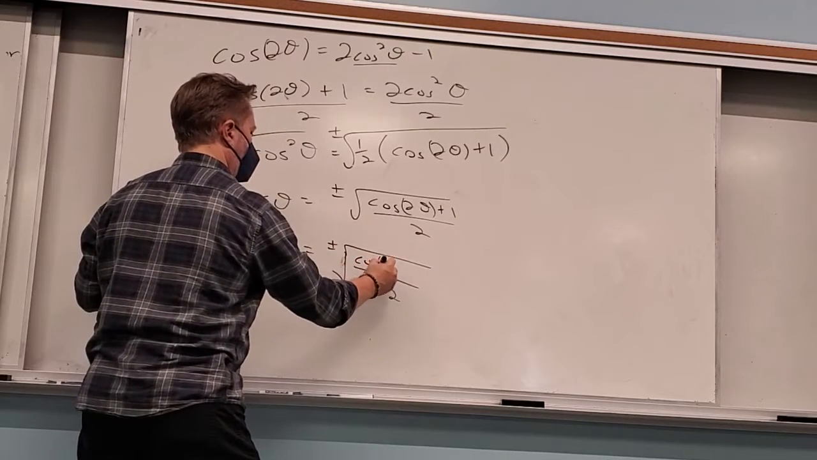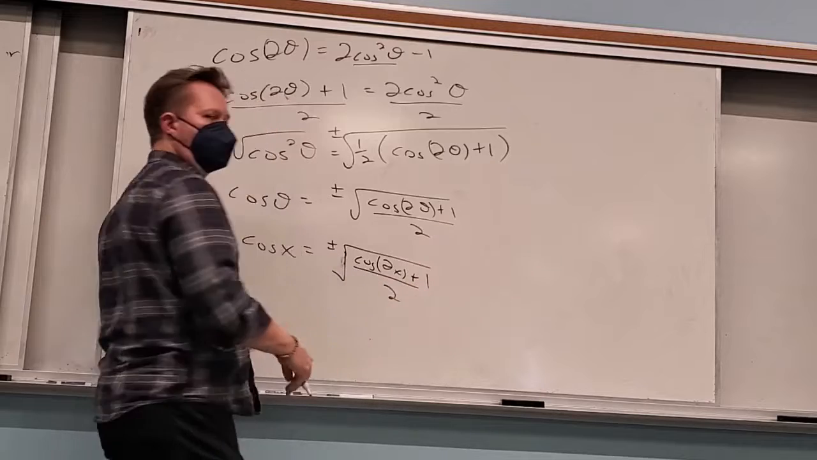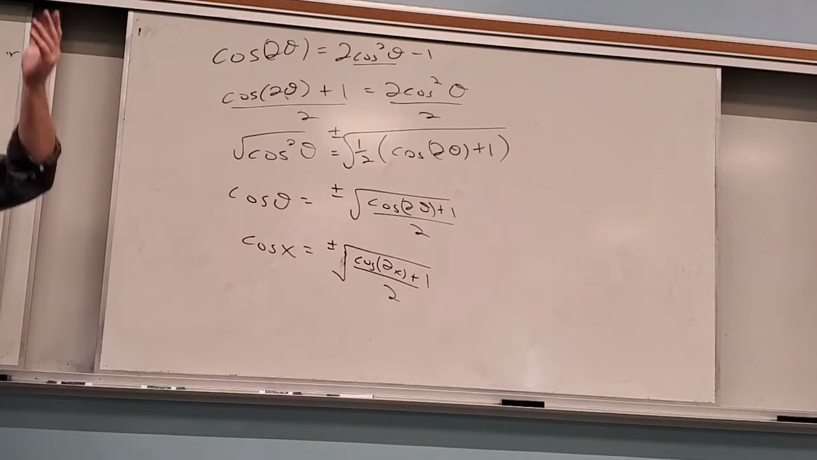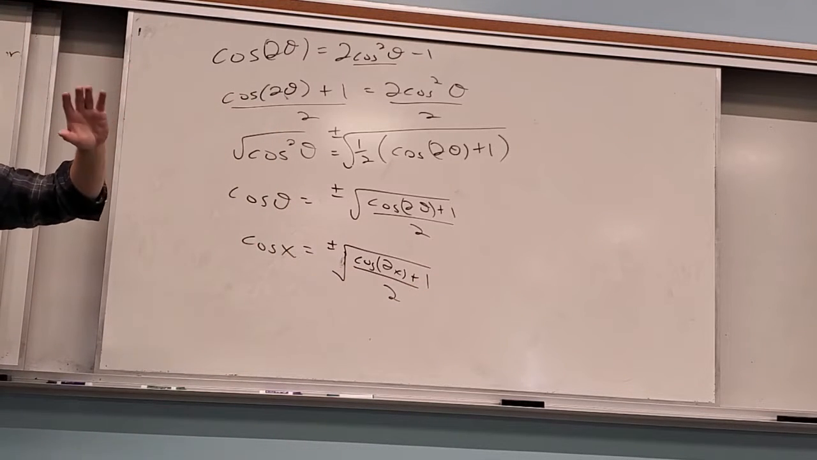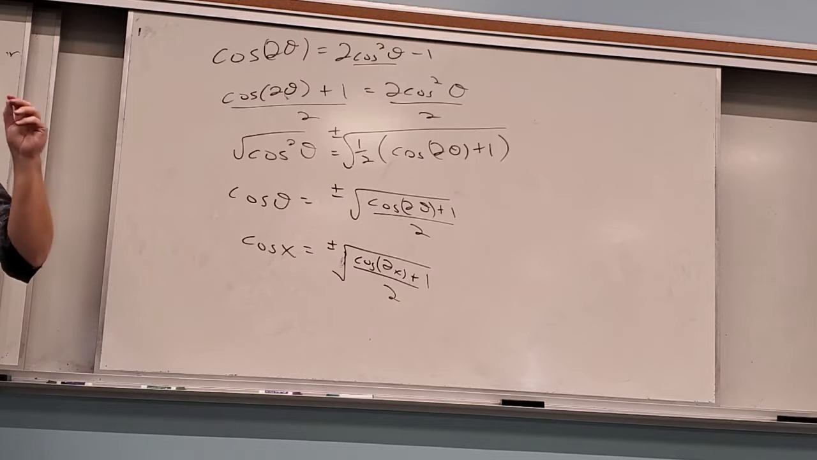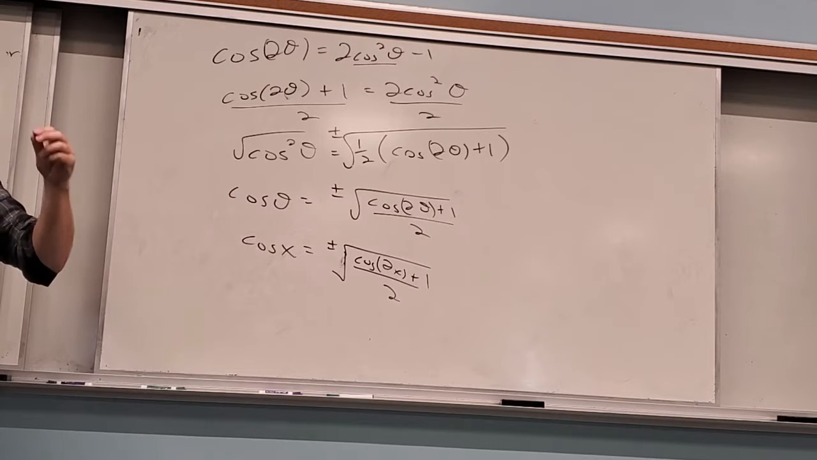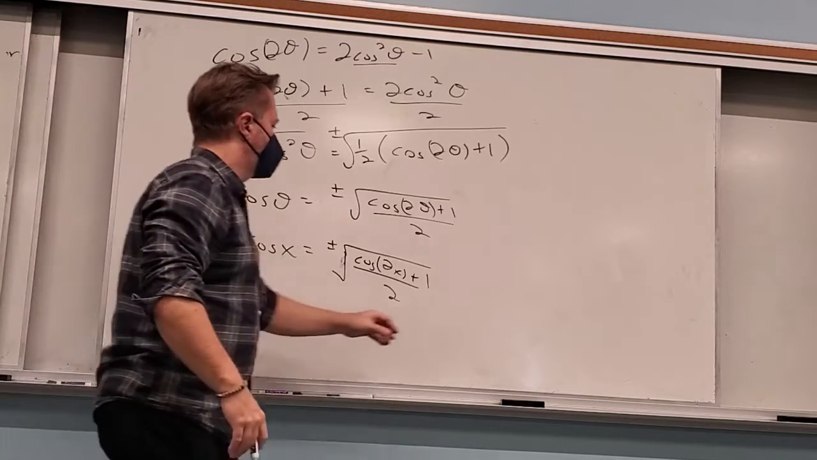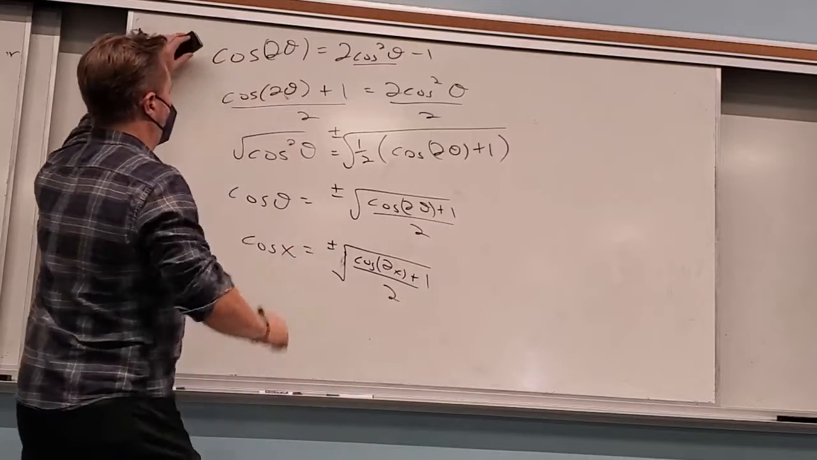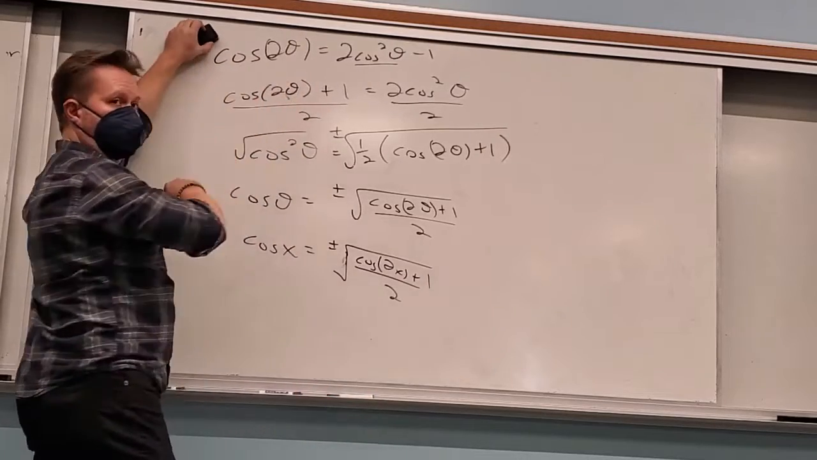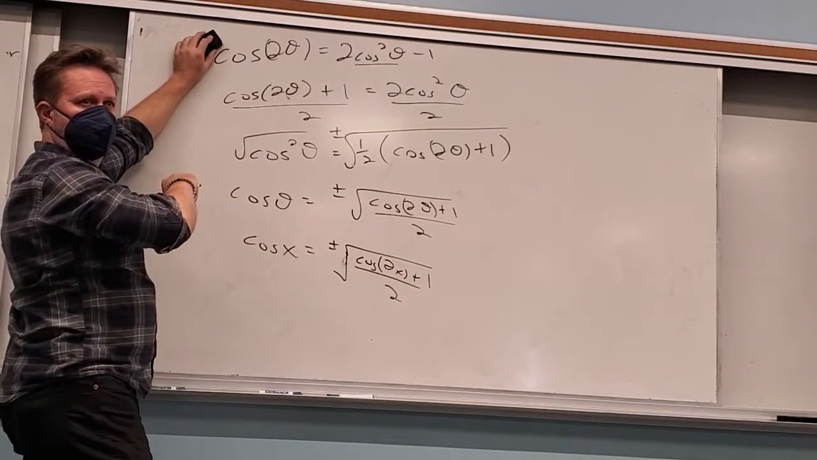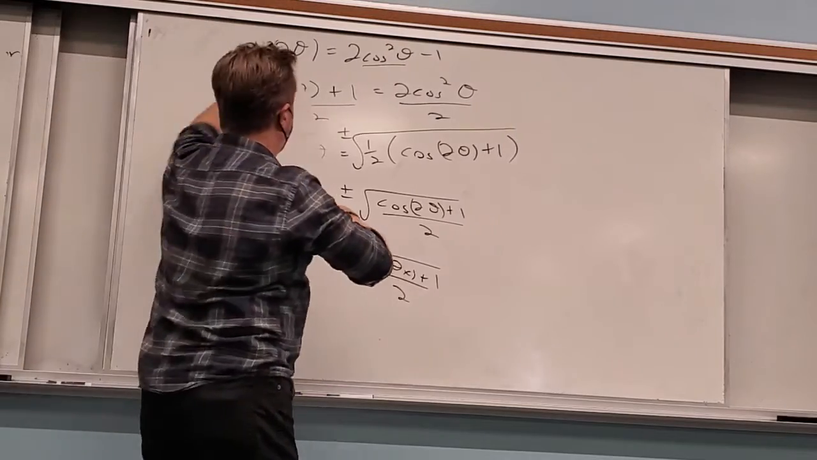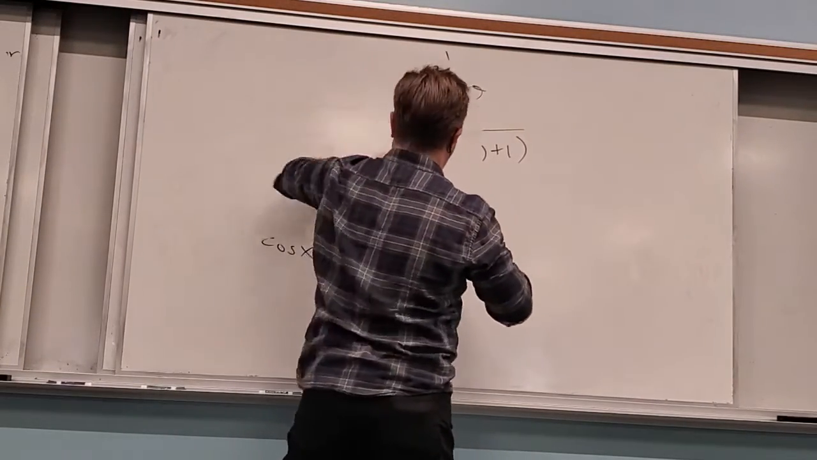Cosine of 2x plus 1. Here's what I'm going to do. I'm going to make this a half angle formula, because that's what I want it to be. I'm going to take this away because we don't need this anymore.